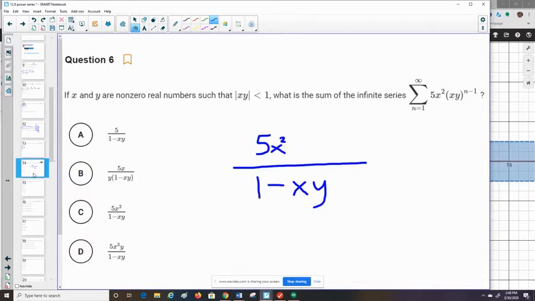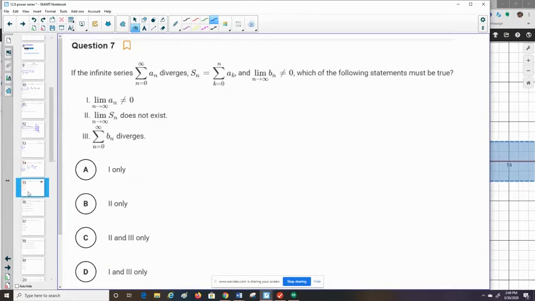Moving right along, question number 6. Let's see, they tell us that x times y is between -1 and 1, which means we're looking at a geometric series. So I just went straight to the geometric series formula. The sum of an infinite number of terms in a geometric series, as long as the ratio is less than 1, is the first term, that's what I get when I plug in n equals 1, divided by 1 minus the ratio. And fortunately, there wasn't any simplification that I needed to do there. So my answer is C.